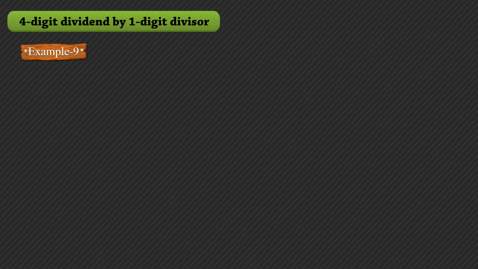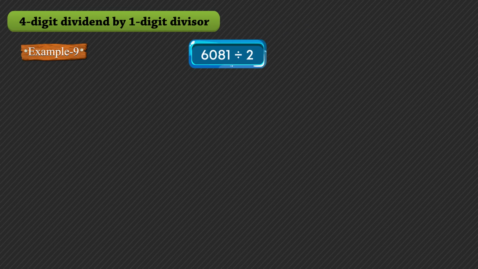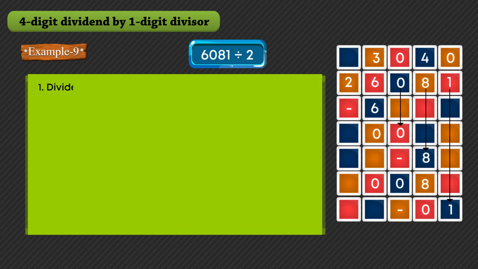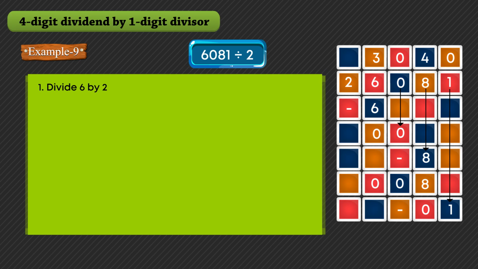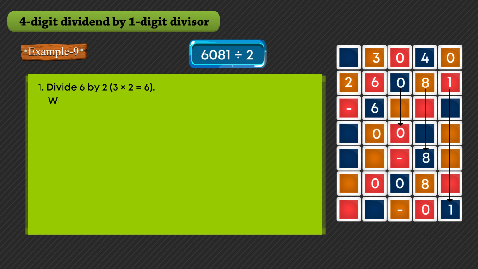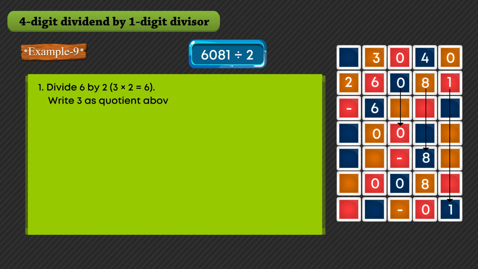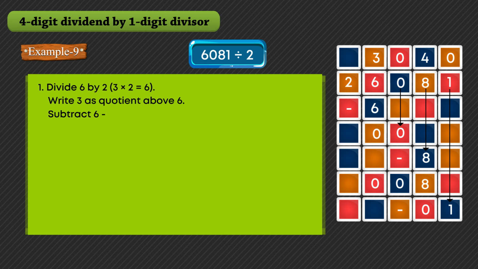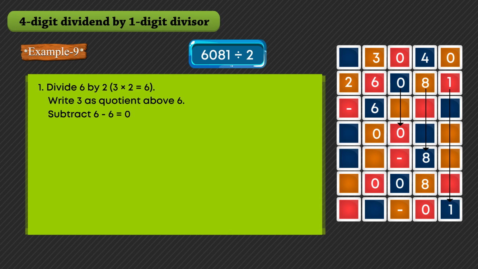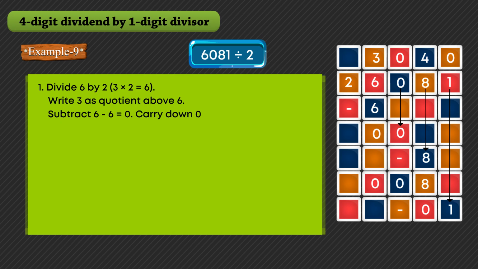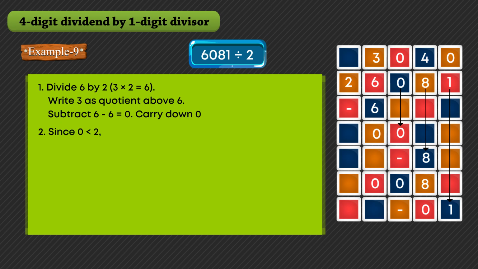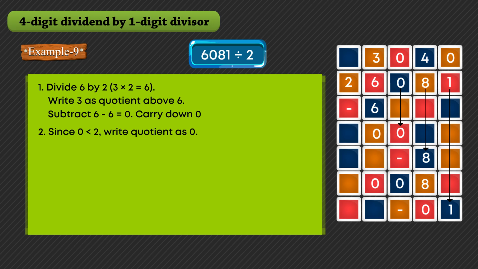Example 9. 6081 divided by 2. 1. Divide 6 by 2. 3 into 2 is equal to 6. Write 3 as quotient above 6. Subtract 6 minus 6 is equal to 0. Carry down 0. 2. Since 0 is less than 2, write quotient as 0. Carry down 8.